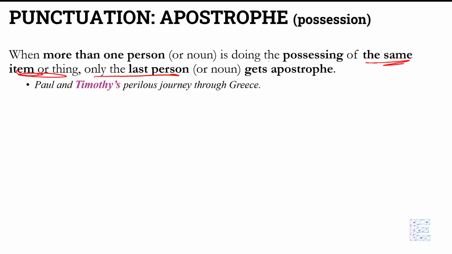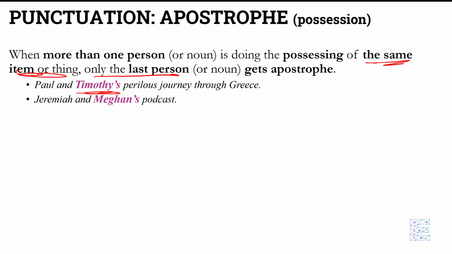Paul and Timothy's perilous journey through Greece. This sentence right here is saying that the journey belongs to both Paul and Timothy. They are journeying together. Since they're sharing this journey, only Timothy, the second person, gets the apostrophe S.